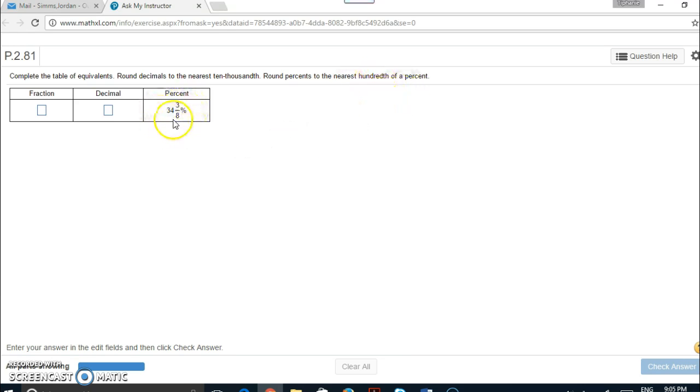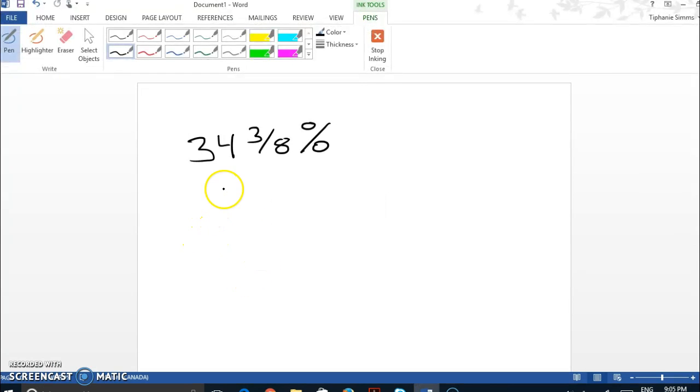So we have 34 and 3/8%. We got to make that a decimal. So let's get into it. We got 34 and 3/8%. Now, what that is, remember, a percent is really over 100, right? So we can think of it like dividing this whole mess right now, 34 and 3/8, by 100 and we get rid of the percent.